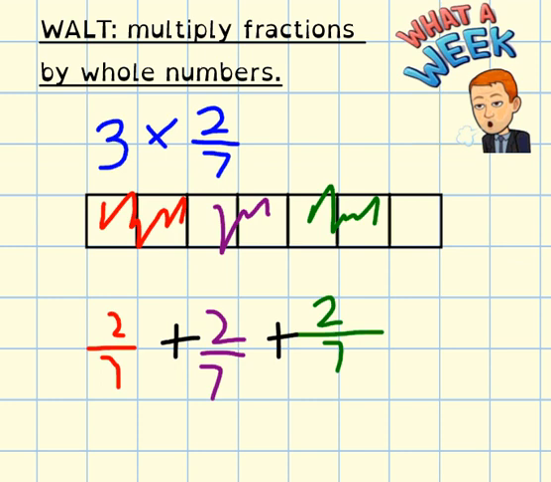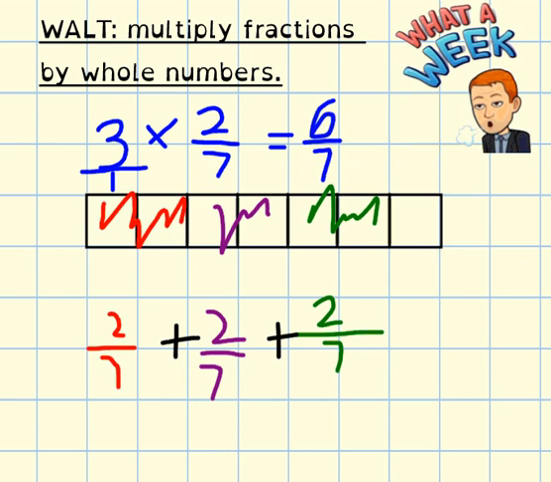So in total, I've got 6/7 shaded in. I've essentially done 3 times 2, which has given me 6. And sometimes you might see it shown like this, with 3 over 1 and 2 over 7, with that being the numerator, number 1 being the denominator, and doing 3 times 2 and 1 times 7. That's how we would multiply a number by a fraction.